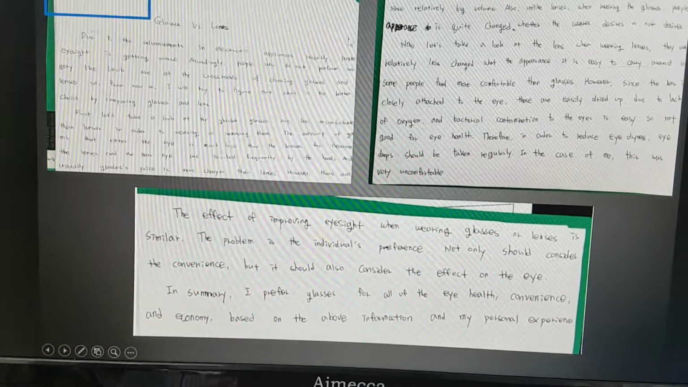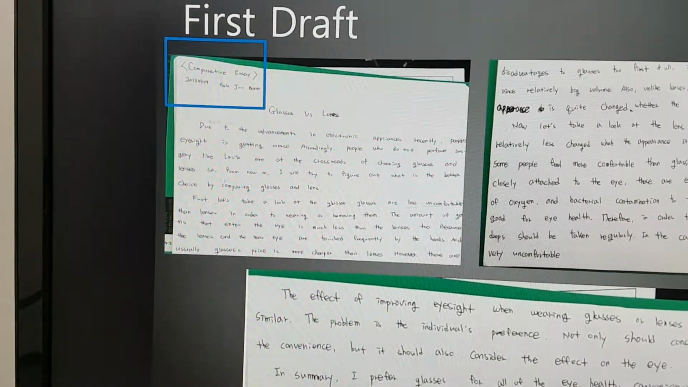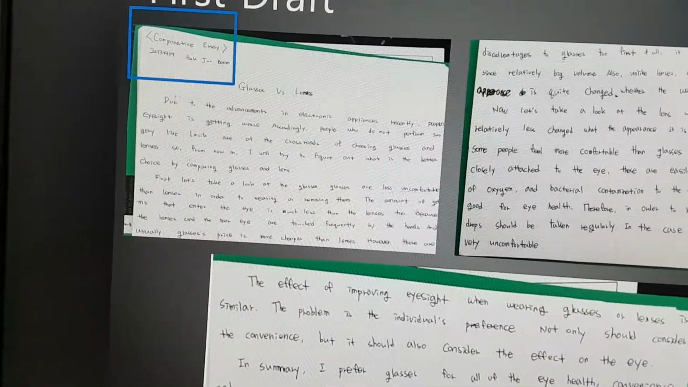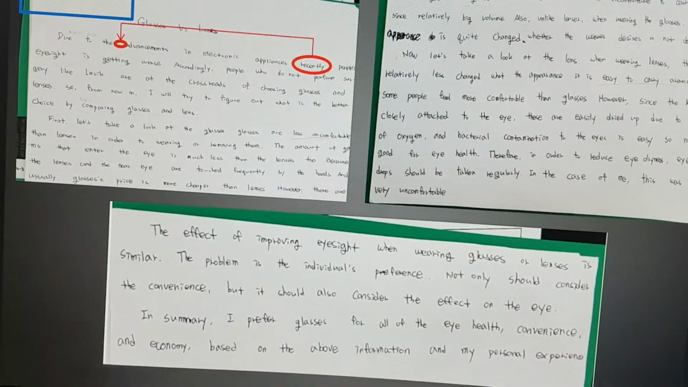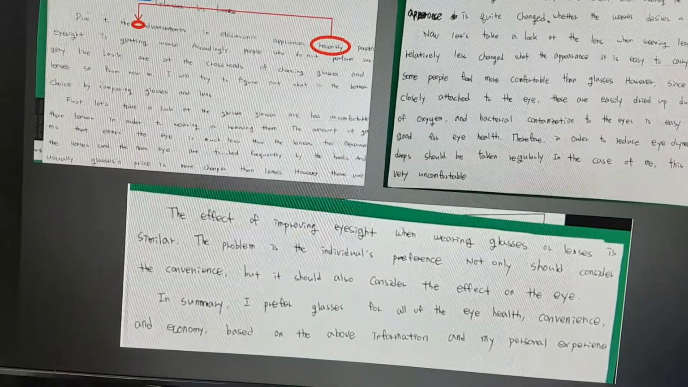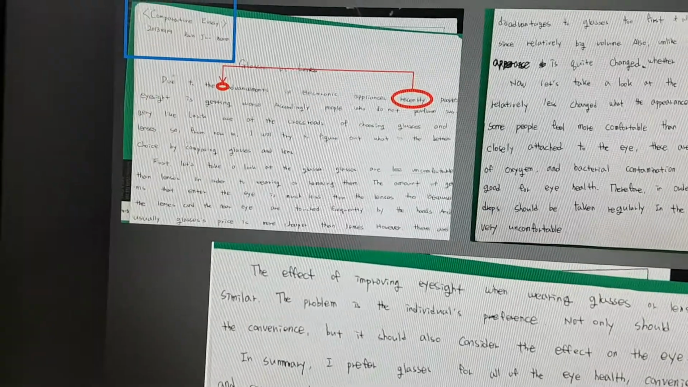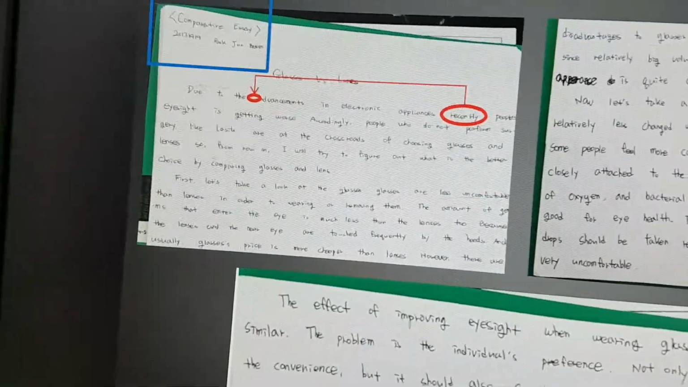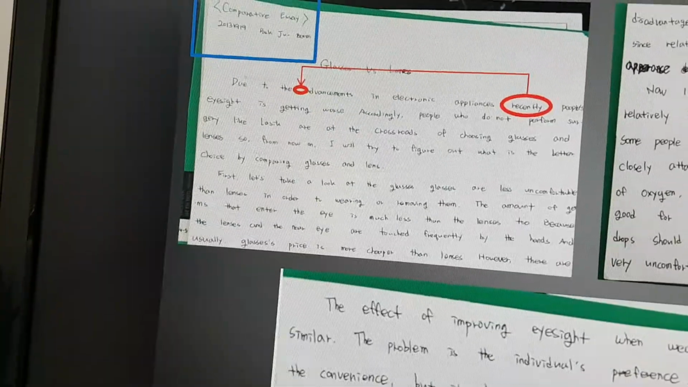First, I had written only my name and the student number in the blue box. At the time, it was necessary to write the professor's name, the class name, and the date of submission. Also, the location of the word "recently" was not appropriate. In this context, it should have come before the word "advancement," because "recently" modified this word.